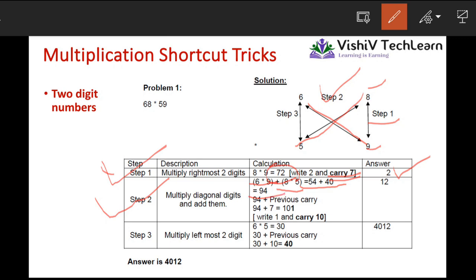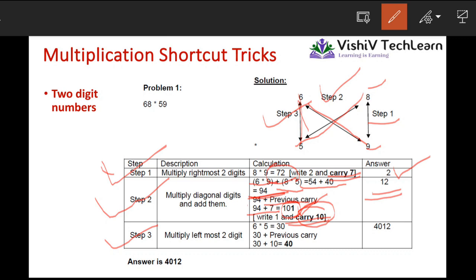Now in case of 94, we have to also add the previous carry to 94. So 94 plus 7 gives 101 as the answer. Now in this 101, 1 we can write as the part of the answer and the remaining 10 will be carry. So in case of the answer, 2 and 1 will be the part of the answer and this 10 is now carry.